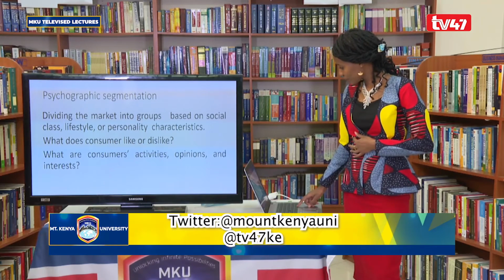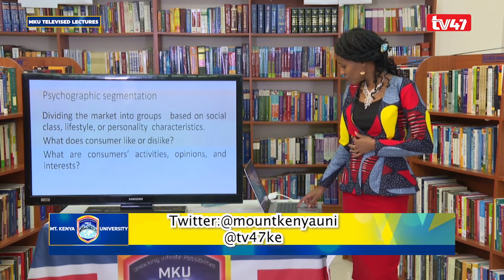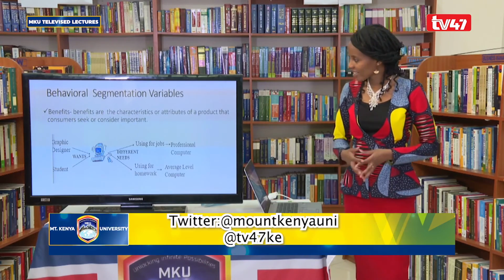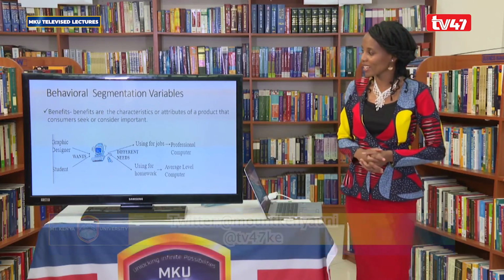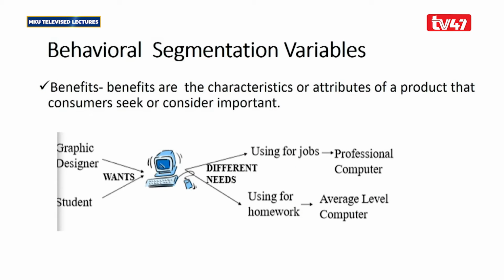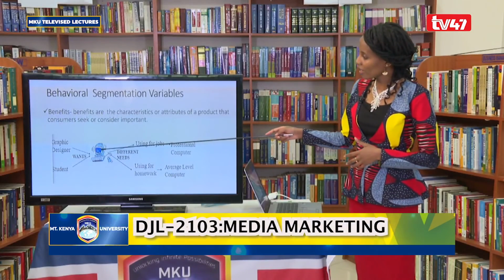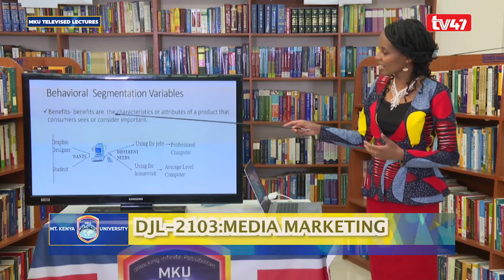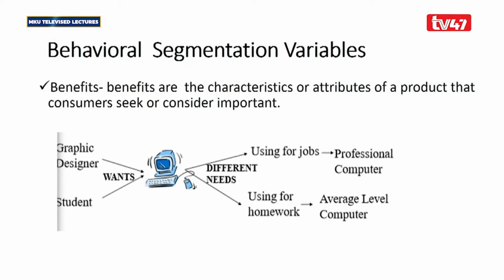To proceed, there are the behavioral segmentation variables, and with behavioral segmentation variables, this is where you segment based on people's behaviors and attributes. And there is an illustration here. This is based on different behaviors, and there is a statement: benefits are characteristics or attributes of a product that consumers seek or consider important.